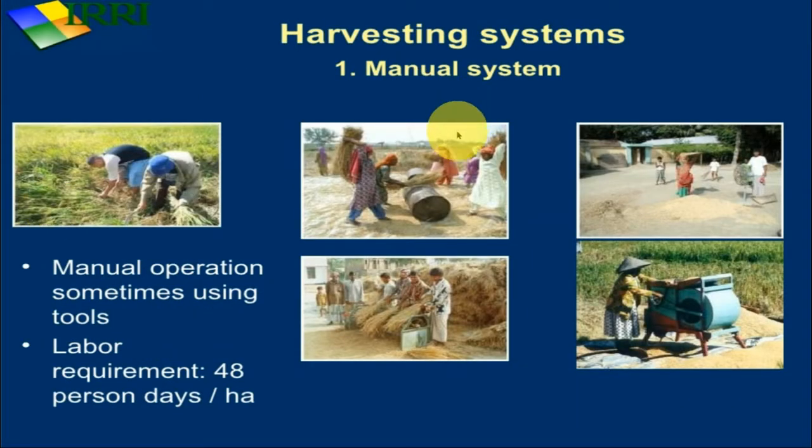Next is harvesting systems. How can we harvest? Those were the processes of harvesting, but how will we do the steps, or how will we follow the processes? The first is the manual system, meaning manually we can do that. But this requires a labor requirement of 48 man-days per hectare. It means if we want to harvest 1 hectare of crop, then we will need 48 man-days, meaning 48 persons who will work for 1 day.